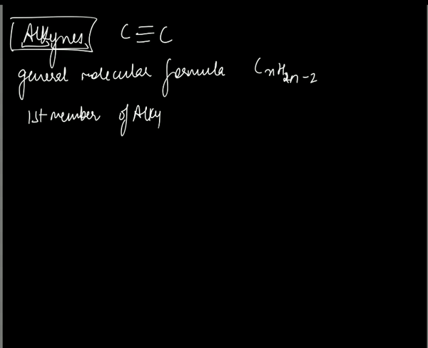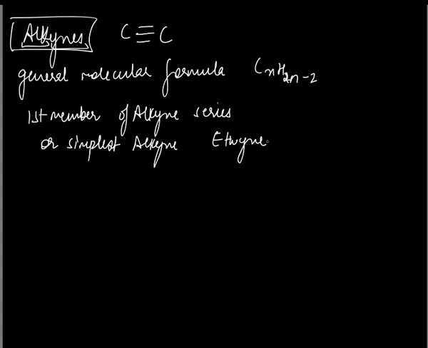So the very first member of the alkyne series, or we can even say the simplest alkene, that is going to be ethyne. Oh, sorry, not alkene, alkyne. The simplest alkyne is going to be ethyne. So ethyne is going to be C2, and if you multiply 2 into 2, 4 minus 2 will give you 2 only.